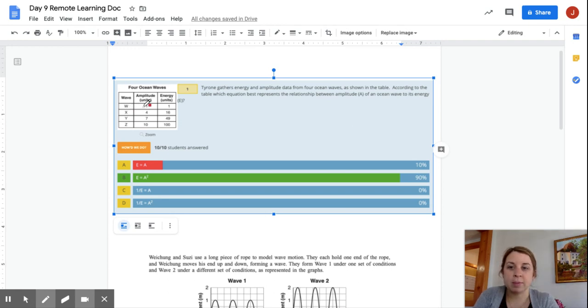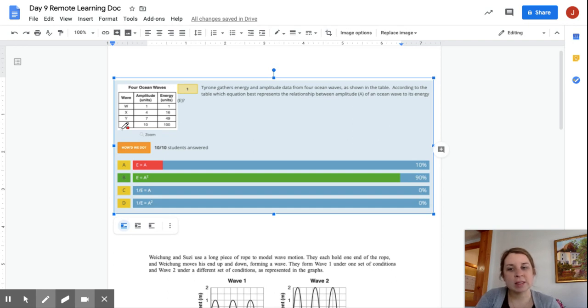wave W, the amplitude was 1 and the energy was 1. So that really doesn't help us with the equation so much, because so far it looks like it's 1 to 1. But if we look at wave X, the amplitude was 4 and the energy was 16. So you have to start thinking, okay, when we start with 4, what could get us to 16? You look at wave Y, and the amplitude was 7, and the energy was 49. And then wave Z, the amplitude was 10, and the energy was 100.